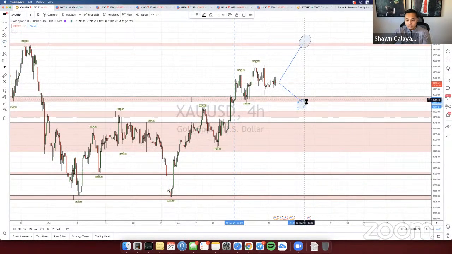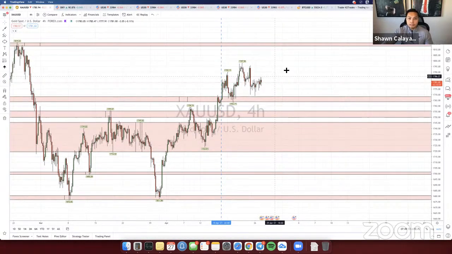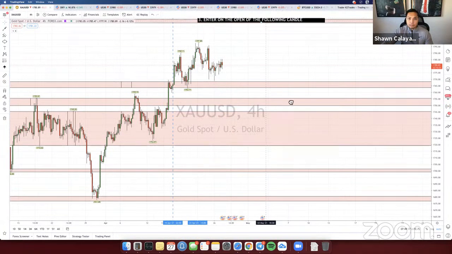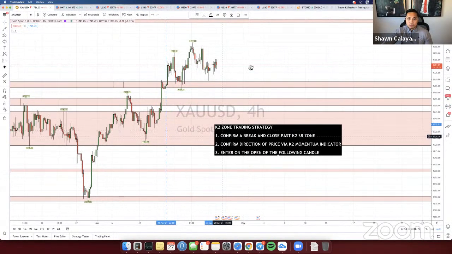So this is how you get a full 360 view of what you're analyzing. You guys have to analyze it from all views. You can't just be biased to one direction, because price can easily shift in the other direction at any time. So anyways, looking at this here, this is the strategy that we apply for our intraday trades, basically the K2 zone trading strategy.